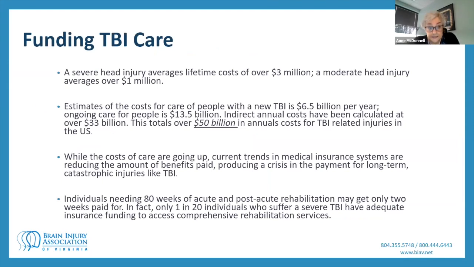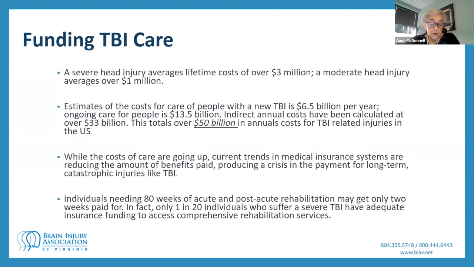TBI is a really, really expensive problem. A severe brain injury costs a whopping $3 million over the lifetime, a moderate injury about $1 million. The cost of care for people with a new brain injury is $6.5 billion per year, and the ongoing care is $13.5 billion. And this totals over $50 billion when you add in the indirect costs. We know that while the costs of care are going up, insurance companies are decreasing lengths of stay. People are being discharged sicker and quicker. They are reducing the amount of benefits paid, which therefore reduces the amount of rehabilitation someone will receive, and it produces a crisis in payment for long-term catastrophic injuries like TBI.